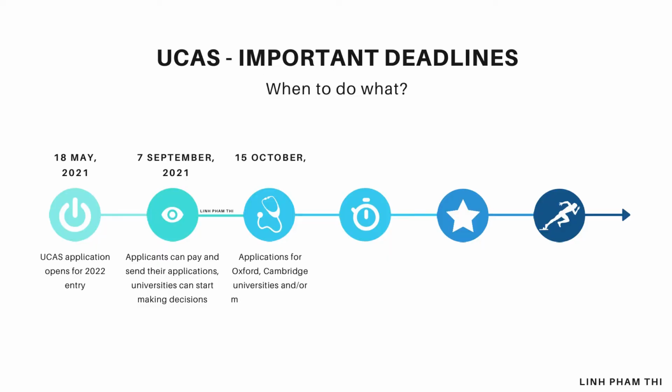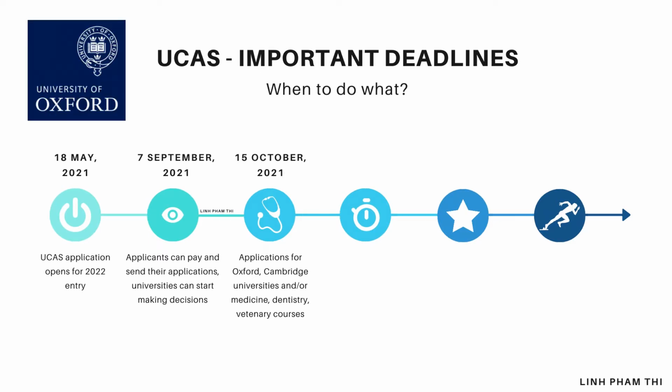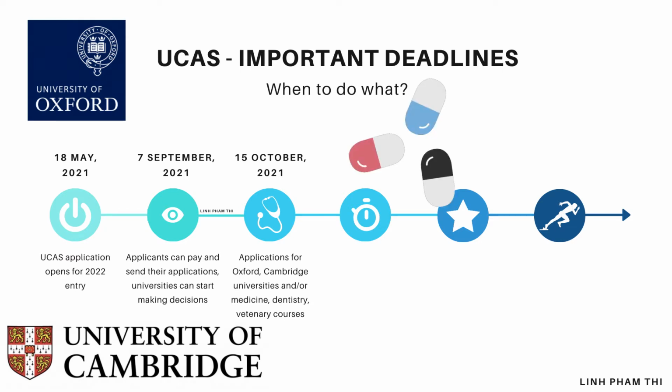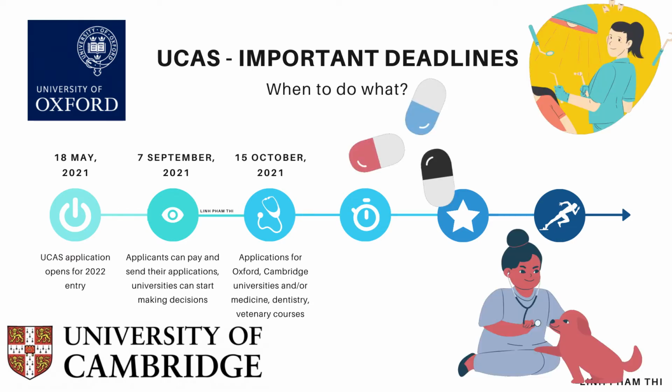The 15th of October is the deadline for all of the applications to get to UCAS for Oxford, Cambridge, and a lot of medicine, dentistry and veterinary courses. So you really have to keep this in mind if you're applying for one of those courses or universities. For example, I myself applied to Oxford, and I had to submit my full application by the 15th of October.